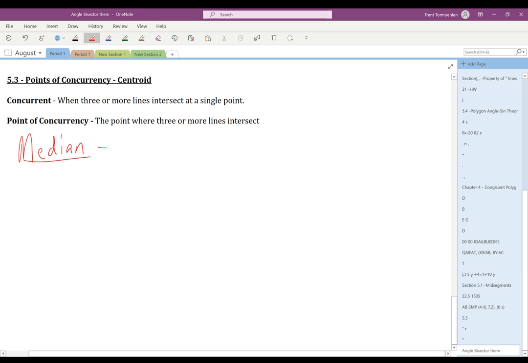And the median of a triangle is simply a segment connecting a vertex with the midpoint of the opposite side.